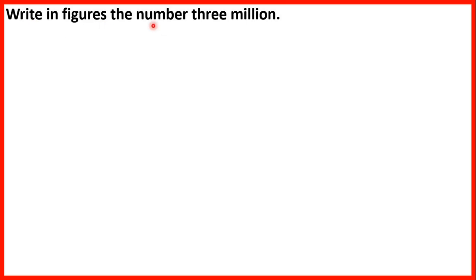Write in figures the number 3 million. So figures means the same as digits, and 3 million is a 3 followed by 6 zeros, because the 7th digit from the right is our millions digit. Then we have our 100,000s, 10,000s and thousands digits, then our hundreds, tens and ones.